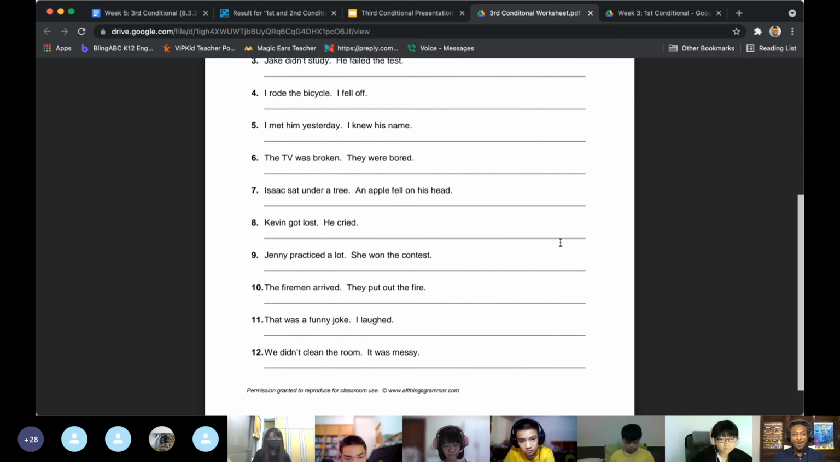Number 10, the firemen arrived. They put out the fire. If the firemen hadn't arrived, and they wouldn't have put out the fire. Okay, good.